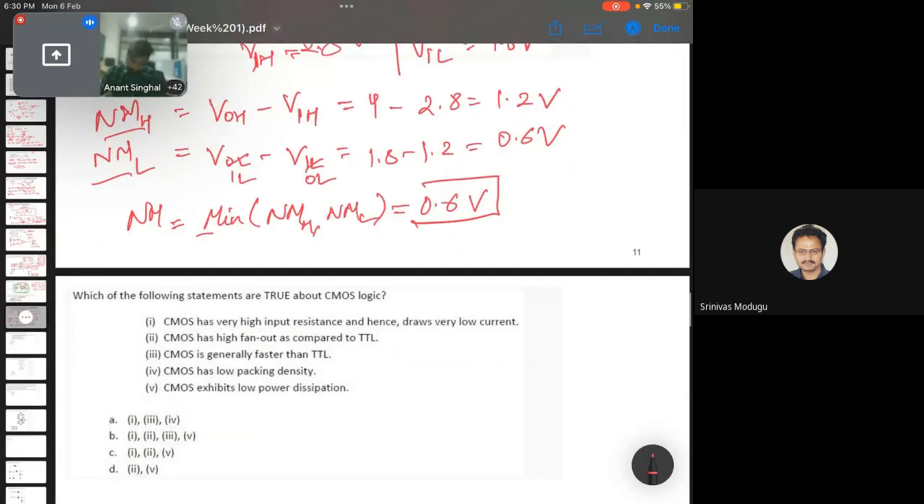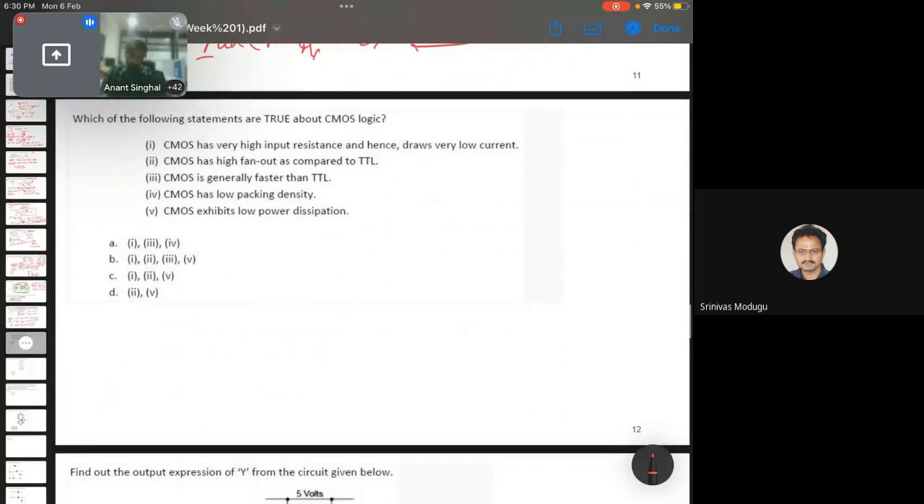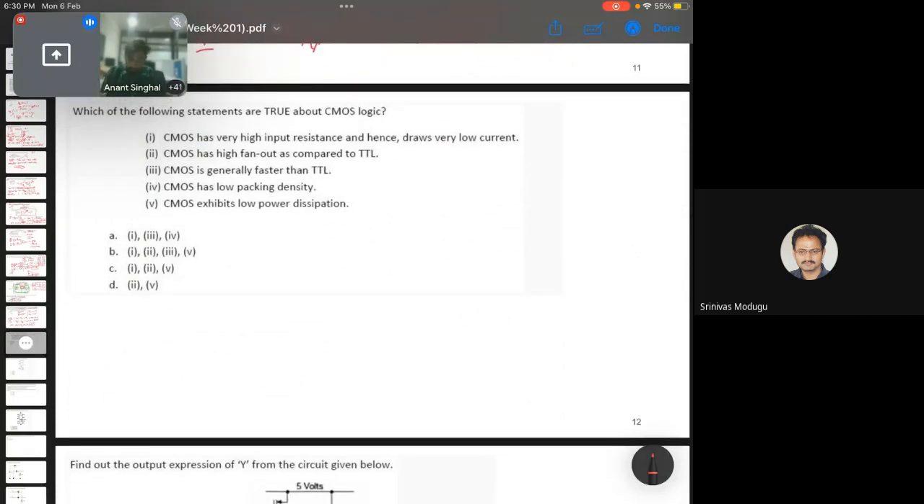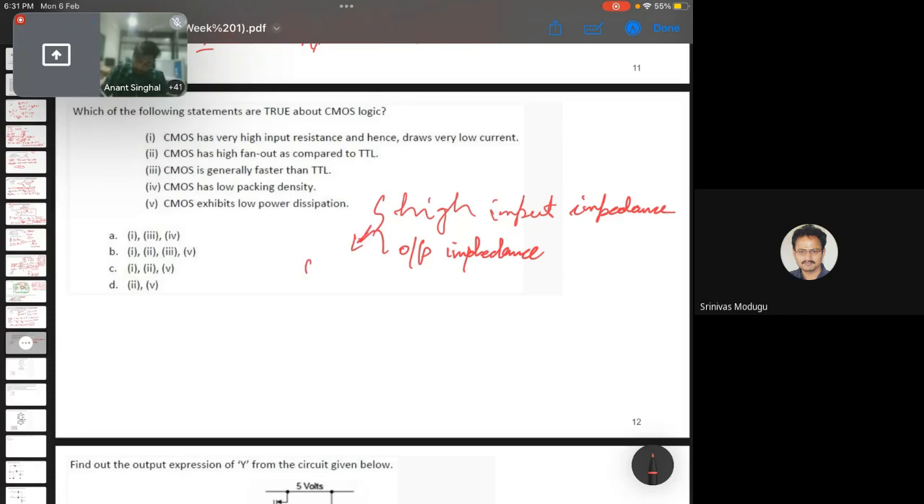Okay, so again one of the theoretical questions. It says which of the following statements are true about CMOS logic. We know the basics of CMOS. A CMOS has a very high input impedance and a very low output impedance. Since it is a CMOS, it only dissipates dynamically; there is no static power dissipation. Let's go through the options. The first option says that CMOS has a very high input resistance and hence draws a very low current.